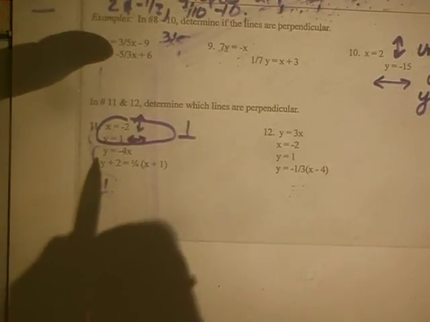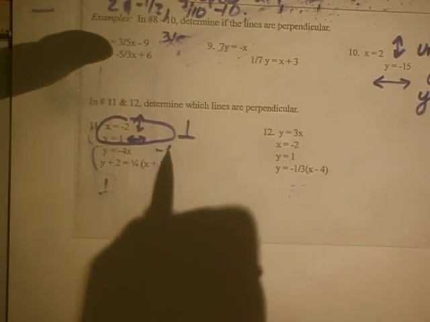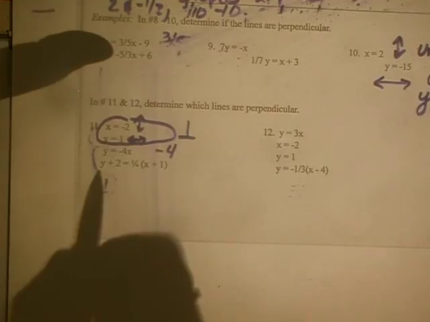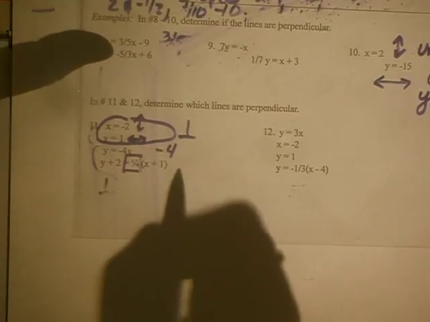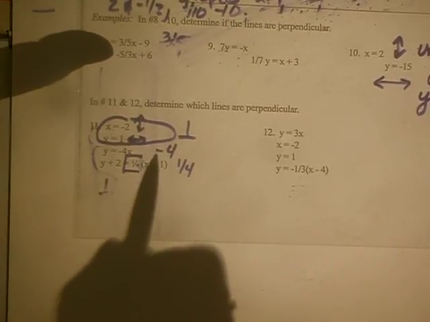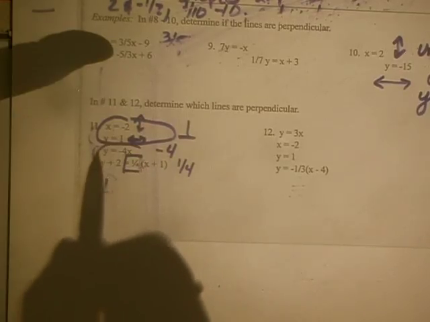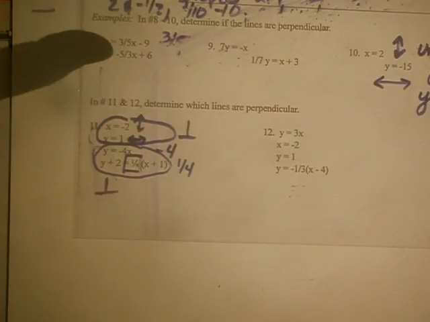And the equation y equals negative 4, the slope is negative 4. The second one is in point slope form, so we get our slope from this number right here. And that slope is 1/4. Negative 4 and positive 1/4 are negative reciprocals. So those two are also perpendicular.